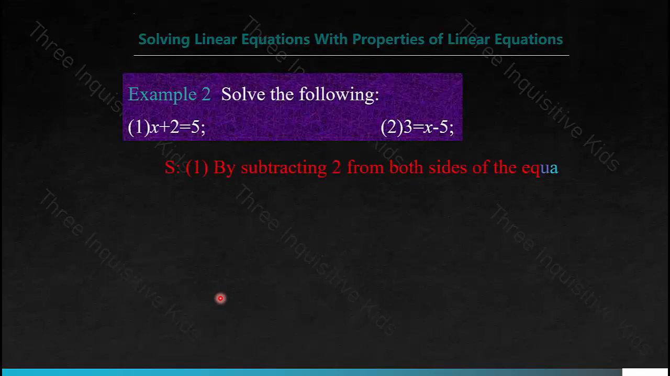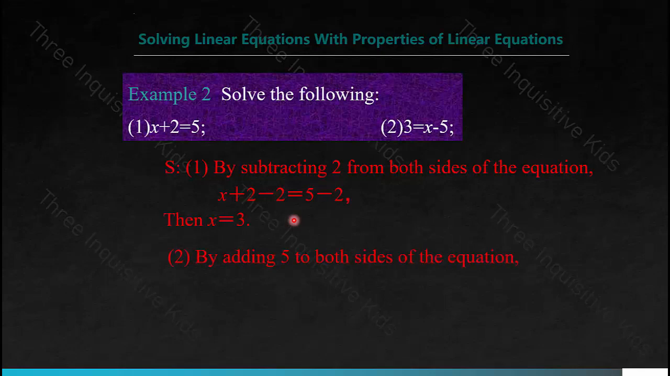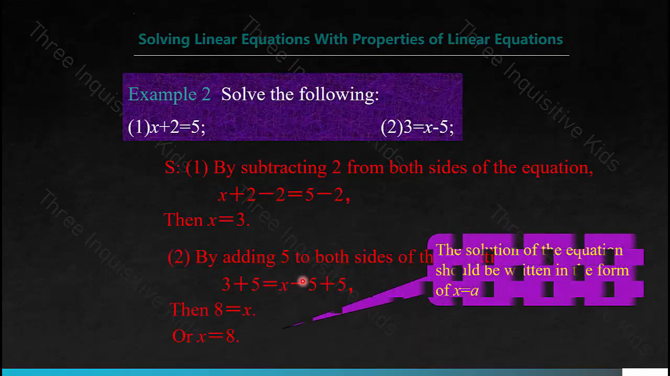Alright, so for the first one, this is what the solution should look like. By subtracting 2 from both sides of the equation, so x plus 2 minus 2 is equal to 5 minus 2, right? This is property 1 of the linear equation, and x is equal to 3. Just simplify both sides. By adding 5 to both sides of the equation, we can eliminate this negative 5 on the right side because it cancels out. Simplify, and then we have x is equal to 8.